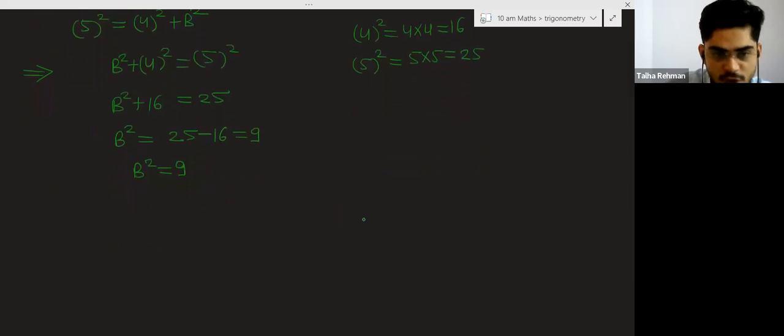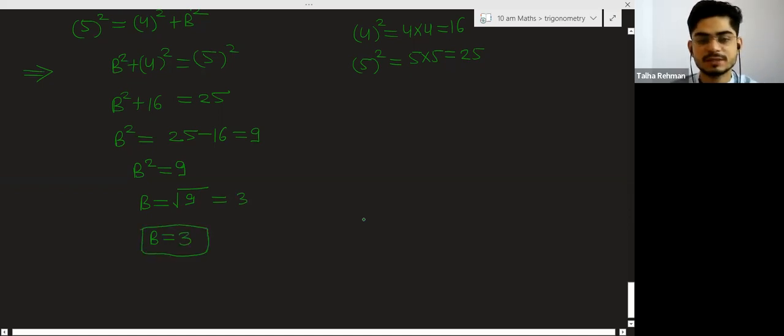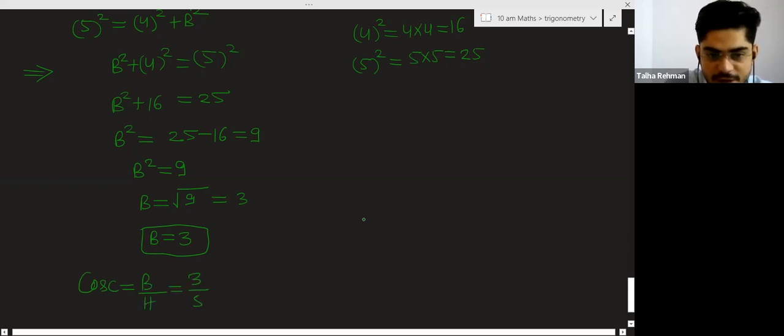So how you will solve this? If you want to calculate this b, this square will become the under root of 9. And under root of 9 is 3. So base is 3 we have. Base 3. So now we can find cos C. Cos C was base divided by hypotenuse. Base is 3, hypotenuse was 5.